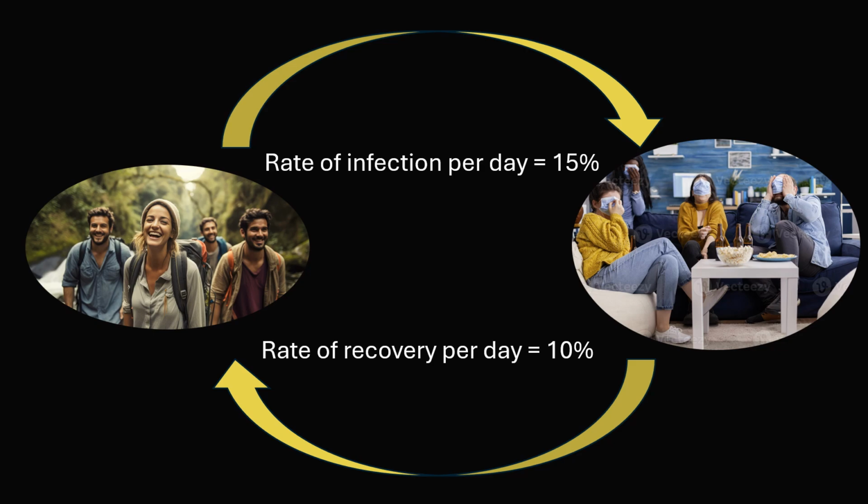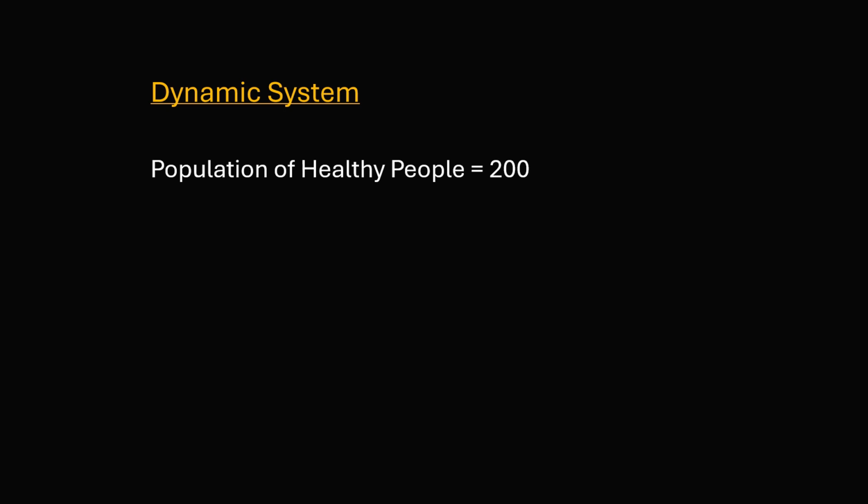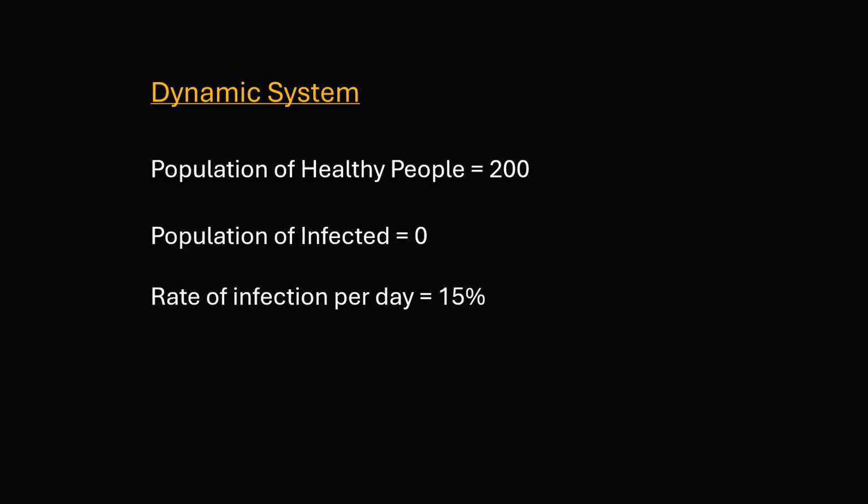So I start by writing down what we know about the system. I know that the system is a dynamic system because the population will change from healthy to infected, and then some infected will recover and become healthy again. I know that the population of healthy people is 200. I also know that the population of infected people on day 0 is 0. Now I also know that the rate of infection per day is 15%. And the rate of recovery is 10%.